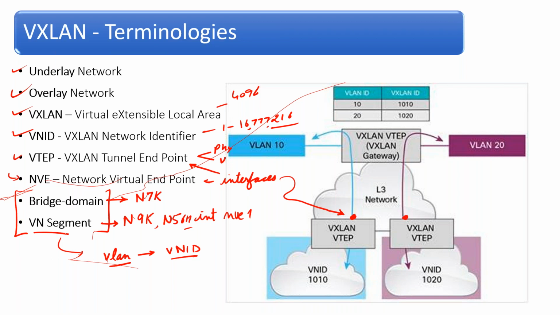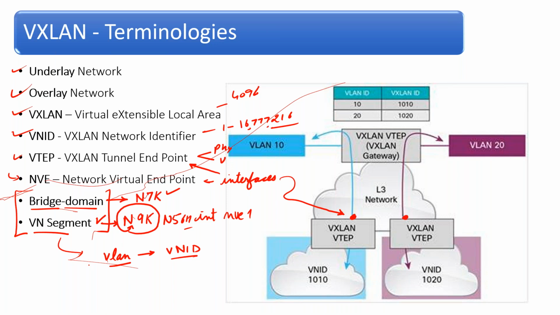When it comes to Nexus 7000 switches, we do the same configuration, but by calling it bridge domain. Since we will be doing our configuration on Nexus 9000 switches, we will be using the terminology VN segment and not bridge domain.